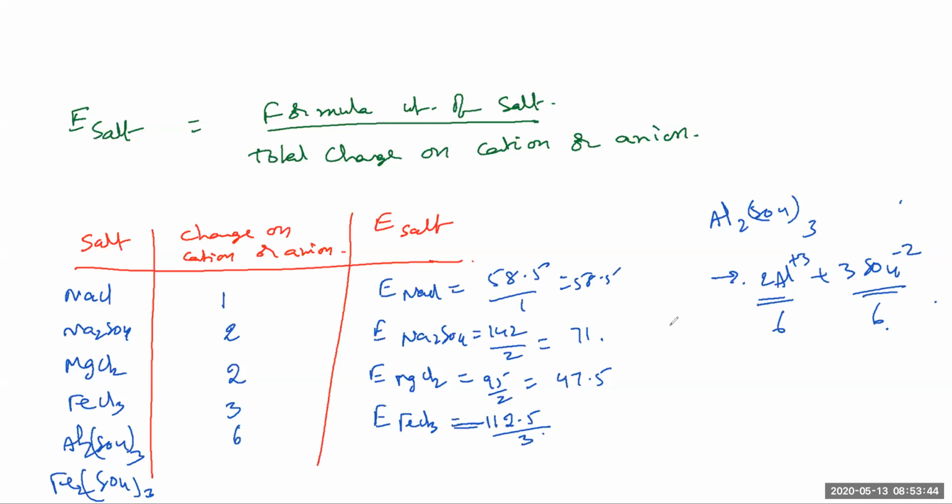Next, ferric sulfate also: 2Fe plus 3 and 3SO4 minus 2. Then positive charge is 6, negative charge is 6. You have to take the 6 and calculate. Here space is not there, you only calculate and tell the answer. Equivalent mass. What is the molecular mass of Al2(SO4)3? How much will it come?